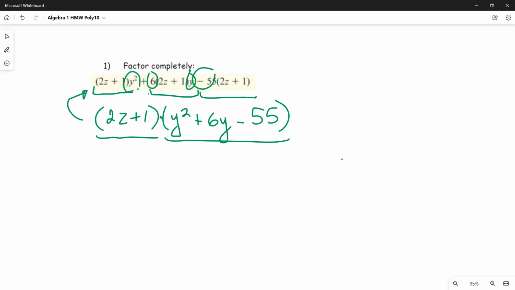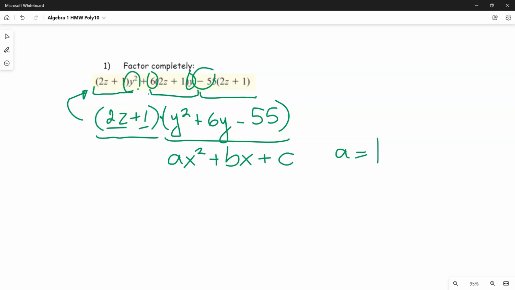The first factor here, 2z plus 1: these two terms, 2z and 1, do not share any common factor, so we can't factor this binomial more. But we can look at this trinomial, y squared plus 6y minus 55. This trinomial is in the format ax squared plus bx plus c, where a is equal to 1.